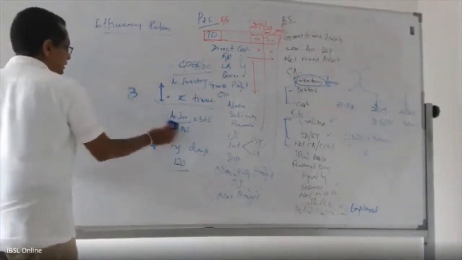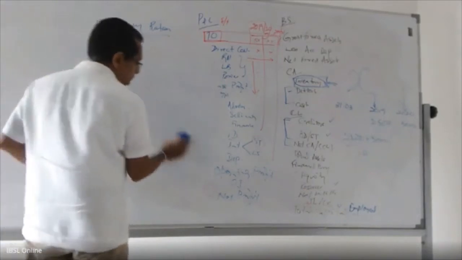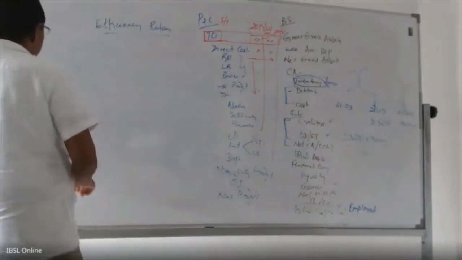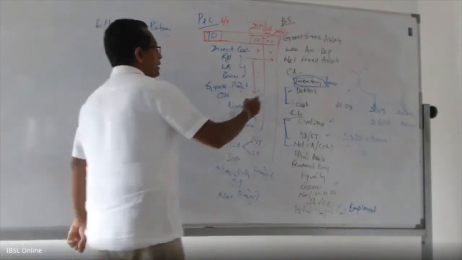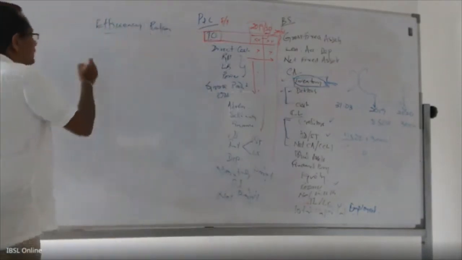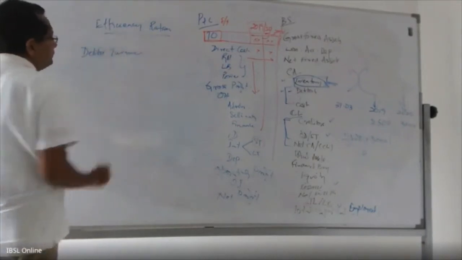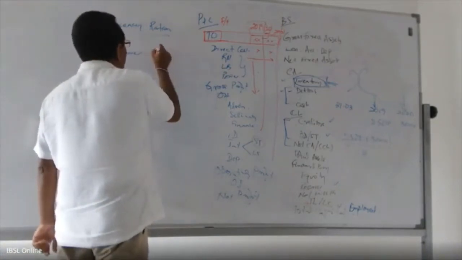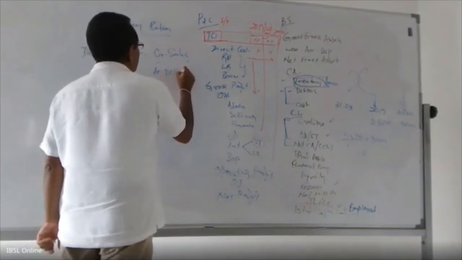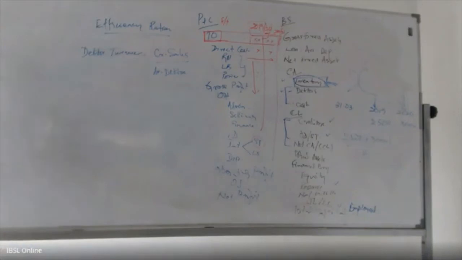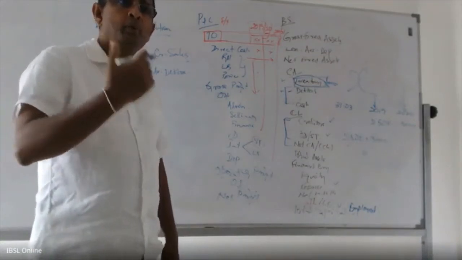Then we go to debtors. We covered this one. Now we look at debtors. Debtor turnover, that is credit sales divided by average debtors. This is debtor turnover. How many times per annum do you collect your debtors?